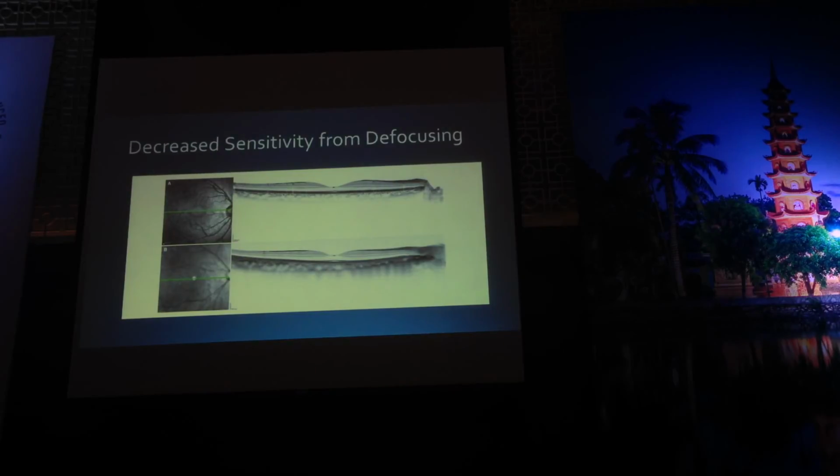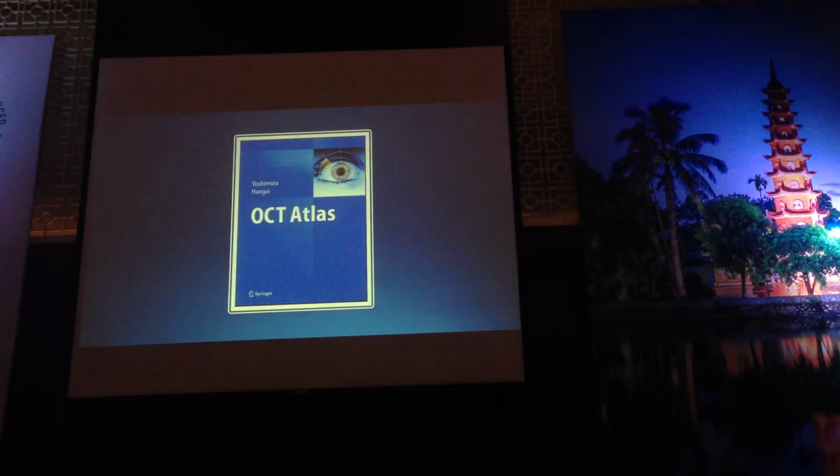You can also have decreased sensitivity from defocusing. On the picture above, it's really well focused, right? I guess that's a swept source OCT. When you see an OCT strip where you can visualize the optic disc and the choroid quite nicely, it should be from swept source OCT. But if you don't focus well, if you defocus, the sensitivity of the OCT is going to decrease.